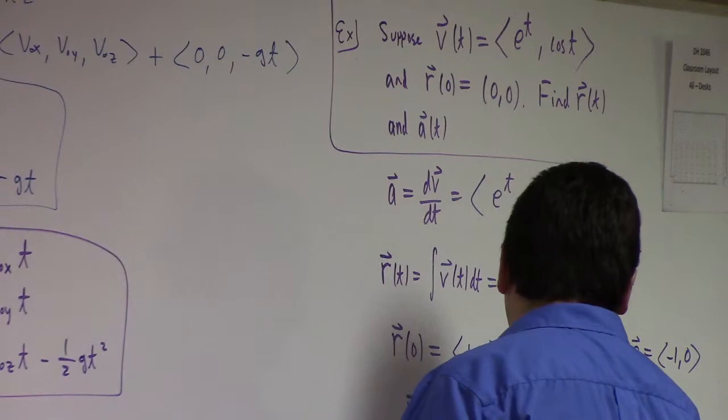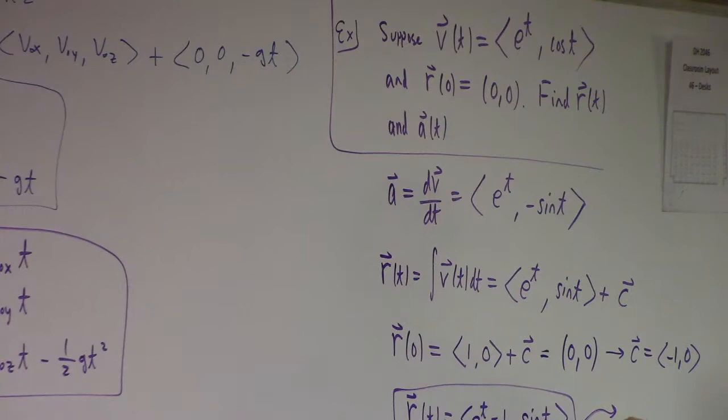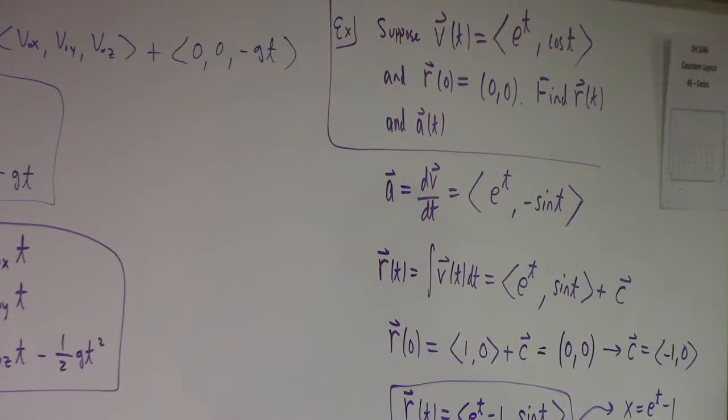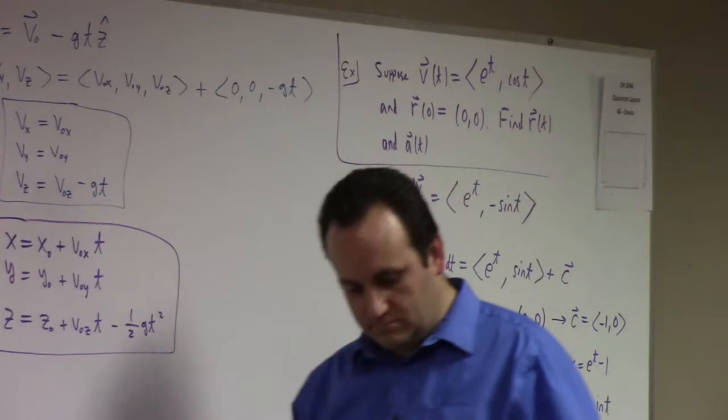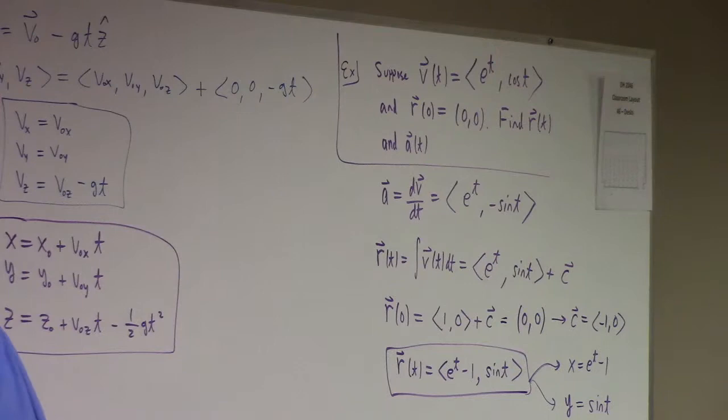Which we could unwrap, right? This is giving me two equations. On the one hand, it tells me that x is equal to e to the t minus one. On the other hand, it tells me that y is equal to sine t. It's really not any more difficult than calculus one, right? It's the same thing, just you have two copies of it going on, or three copies of it going on. If you can differentiate and integrate one variable, you can just as well do it two or three times in a vector.